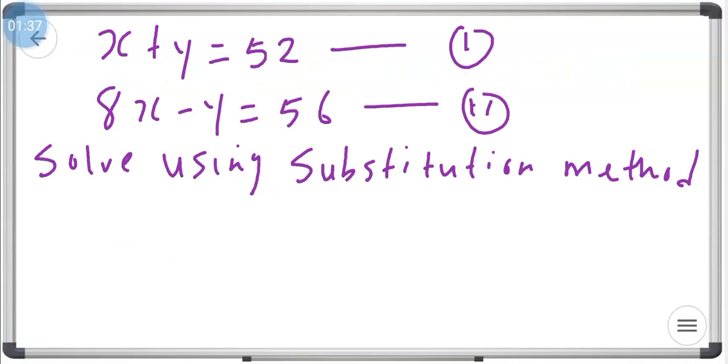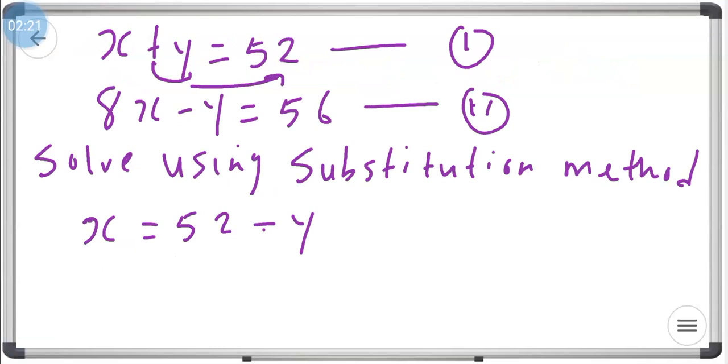To solve using the substitution method, let's make x the subject of the formula here. We can make x the subject, or we can make y the subject. From equation 1, we have x equals 52 minus y. What we did here is we took plus y to this side. Whenever your plus is crossing the equal sign, it changes to minus. So x equals 52 minus y.